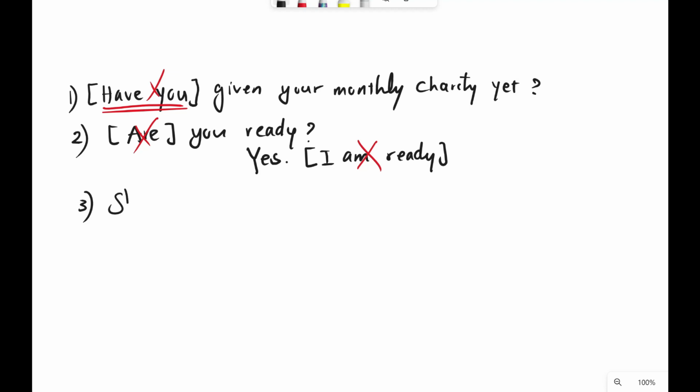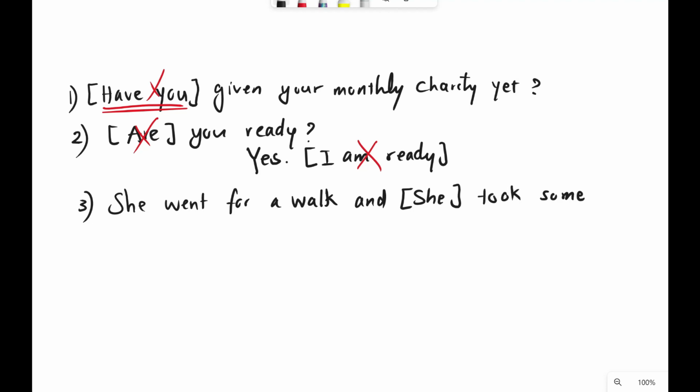I can say, for example, she went for a walk by the Corniche, and she took some beautiful snaps. You understand what I mean?